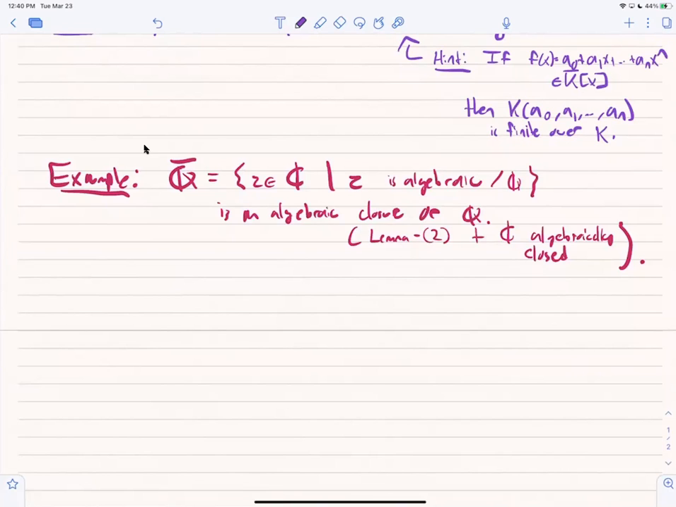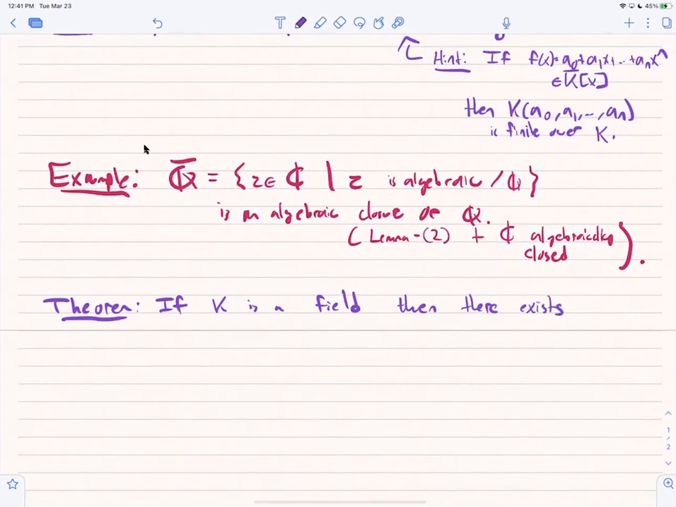So let me state the result. The theorem is, K is a field. I stated this last time, but let me say it again. If K is a field, then there exists an algebraic closure K bar over K. So in particular, that's an algebraically closed field containing K, but with the extra property that it is itself algebraic over K.